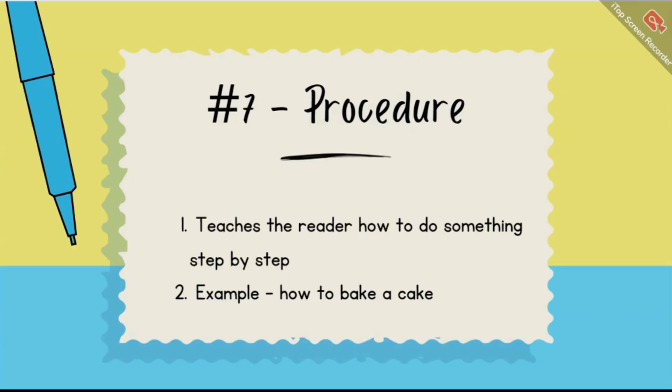Next, we have the process essay. It is also called procedure. Now, here the purpose is to explain how to do something or how something works step by step. Here we follow a chronological order or sequence of steps. For example, writing instructions on how to bake a cake or explaining the process of applying for a job.